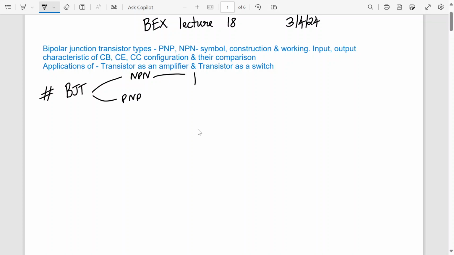So NPN symbol is like this. Let me draw it slightly bigger.